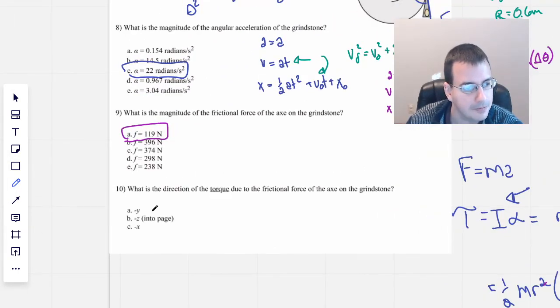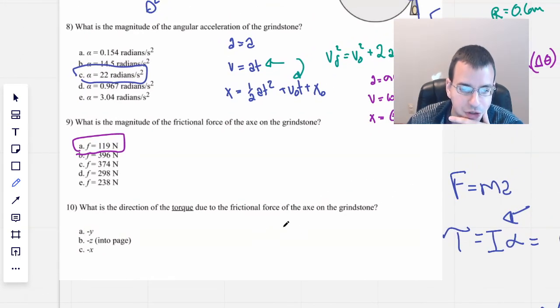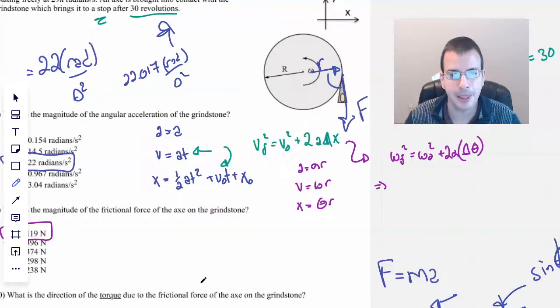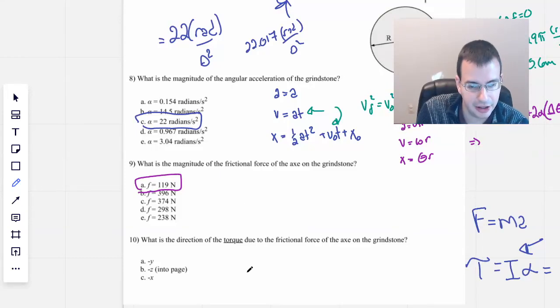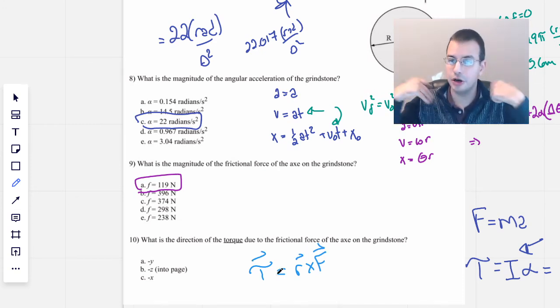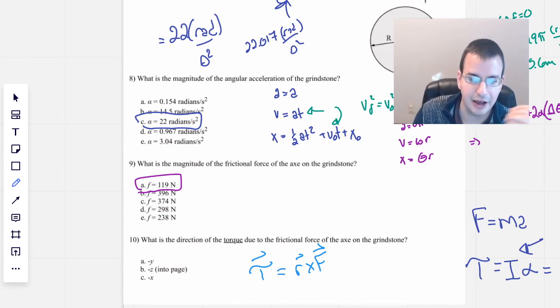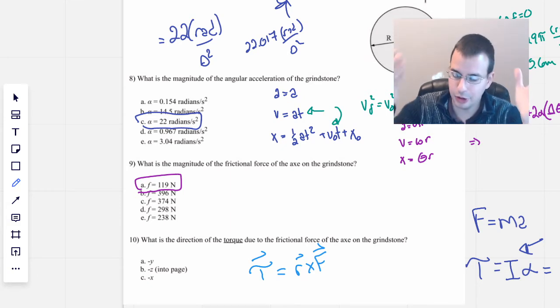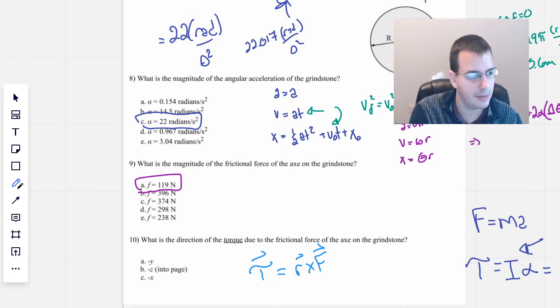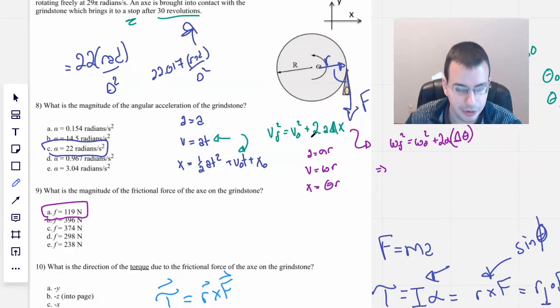Okay. Now, we're trying to find out what is the direction of the torque due to the frictional force of the axe on the grindstone. This is just a math thing. You should know that torque equals R cross F. That's something you memorize. Take a piece of paper, write it down like 50 times until it's burned into your soul. And from here, we just look at it from a math point of view.